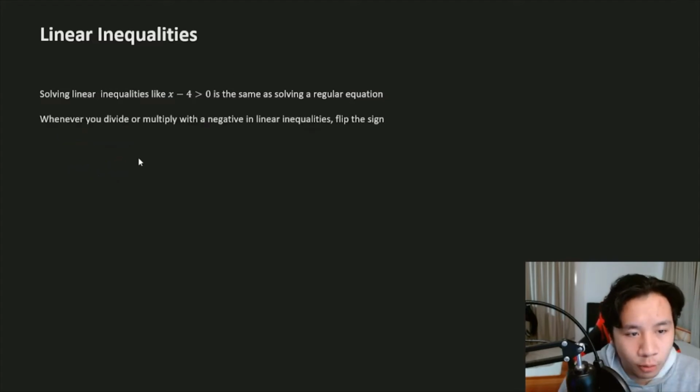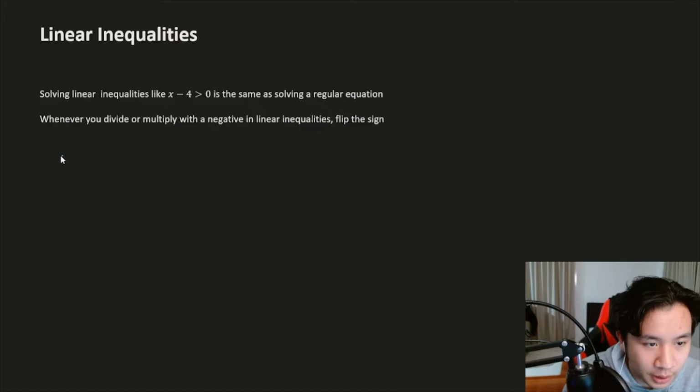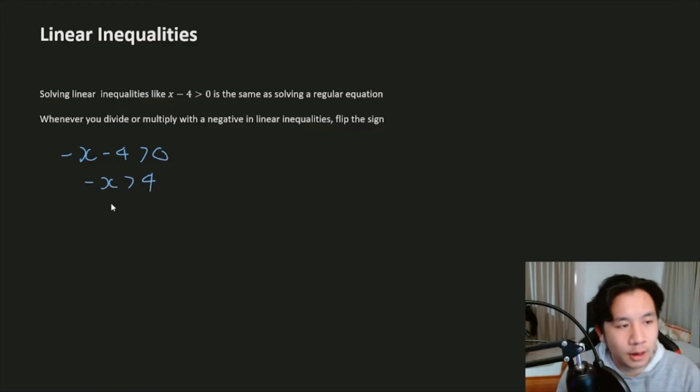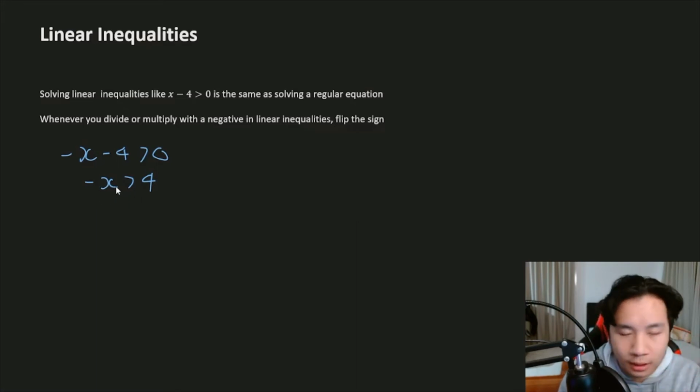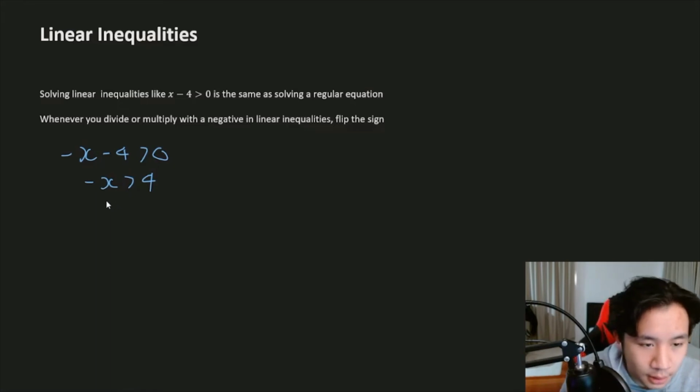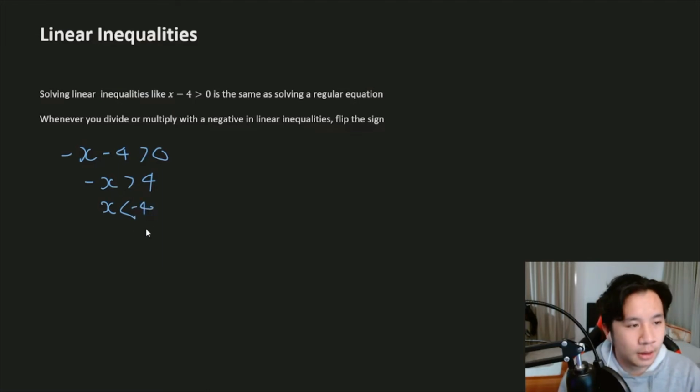Also another thing, whenever you divide or multiply with a negative in these inequalities, you always want to flip the sign. So a good example of this would be, let's say this. Okay. So when you're solving this, you bring the -4 over, so minus x greater than 4. And then here, when you want to bring the -1 over, or in other words, divide by -1 on both sides, you have to flip the sign. So here, we're going to be flipping the sign. Okay. If you don't, your answer's wrong, just to let you know.